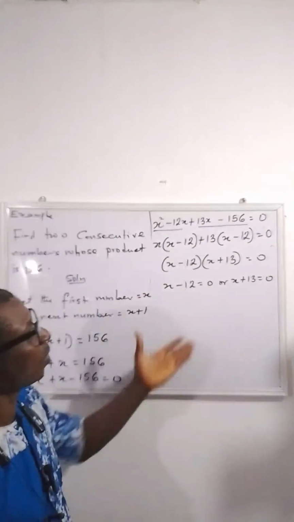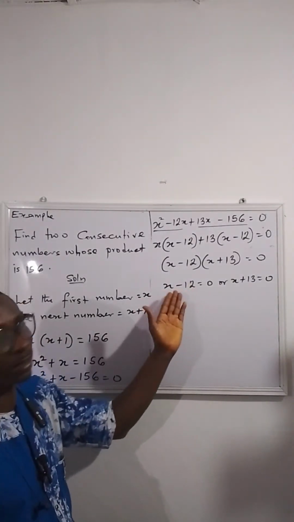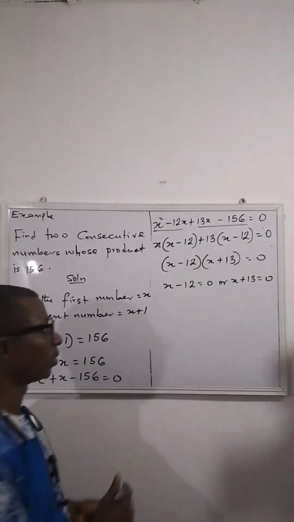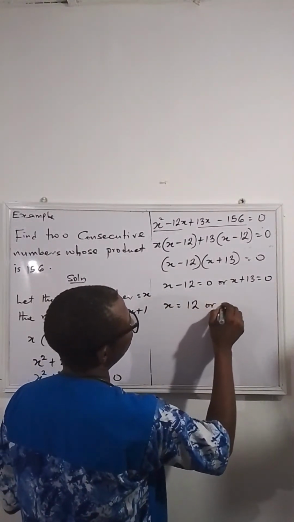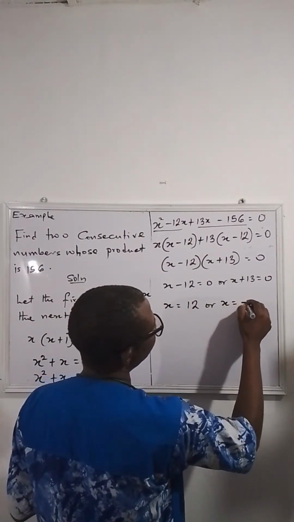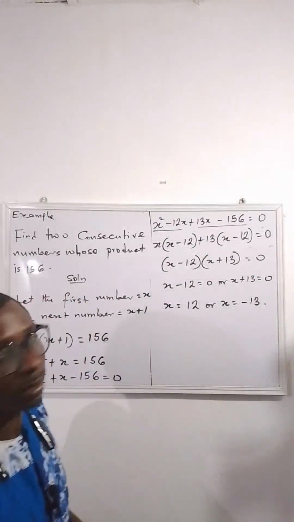Okay? So what do we do next? You can add 12 to both sides, or you transpose minus 12. So you have x equals to 12 or x equals to minus 13. Okay?